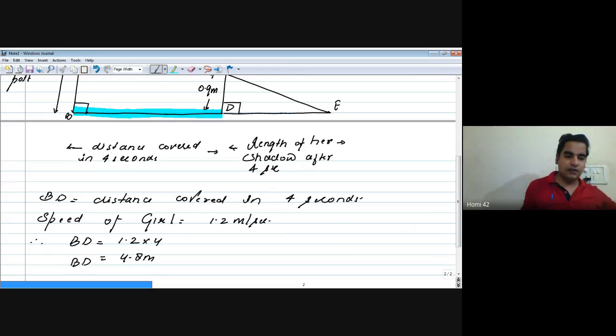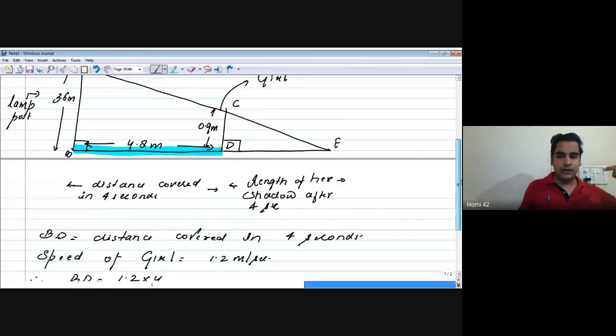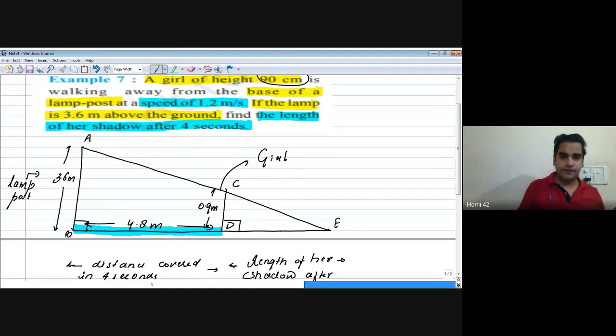This means the girl covered 4.8 meter distance in 4 seconds, or you can say the length of this BD that you have is equal to 4.8 meter. Is this point clear to all of you? Because the speed is 1.2 meter per second given in the question, and in 4 seconds she moved from this point B to this point D.